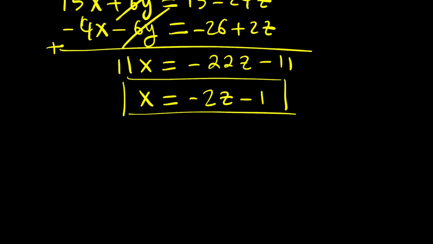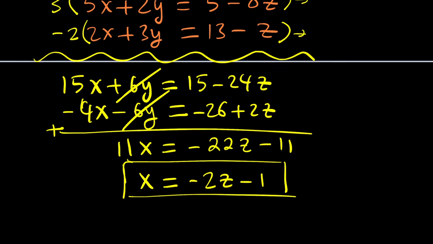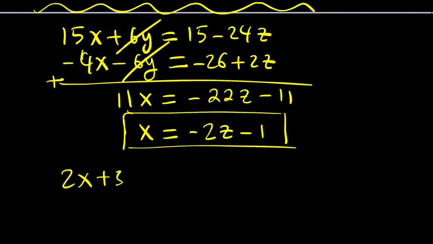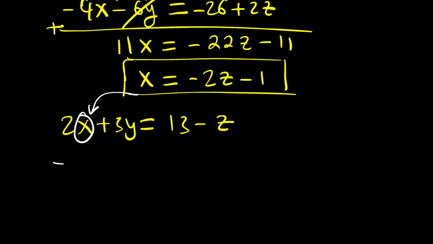You know what that means? Since our system is a system of equations of x and y, there are two variables. We can go ahead and substitute it to find the value of y in terms of z. Let's just use the second equation: 2x plus 3y is equal to 13 minus z. Now I'm going to go ahead and replace x with this. That'll give me -4z minus 2 plus 3y equals 13 minus z.